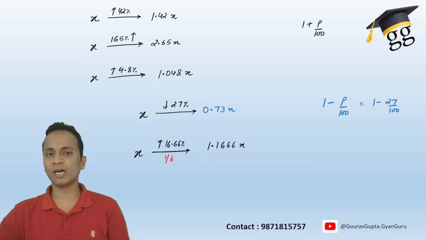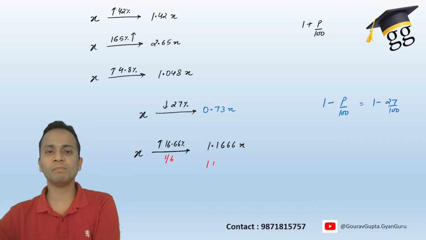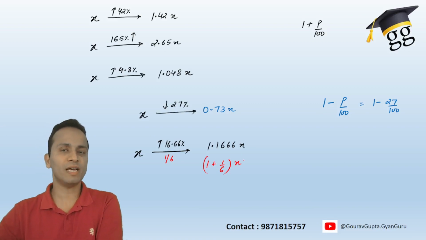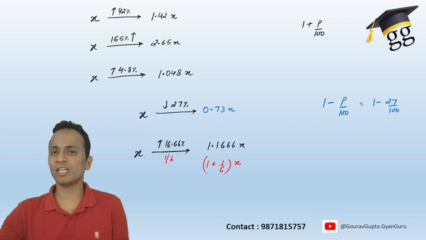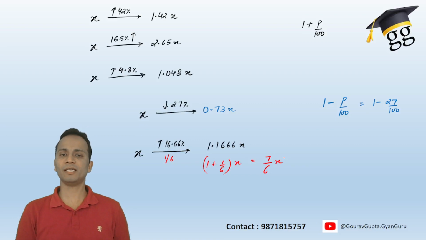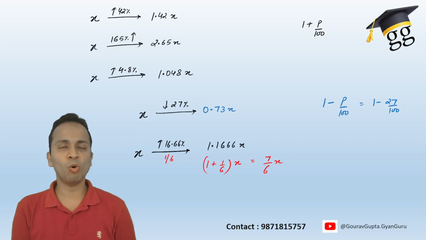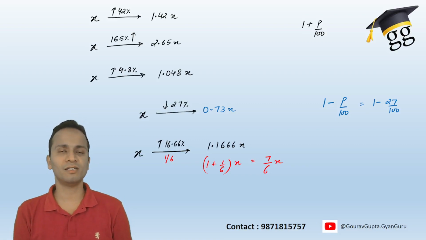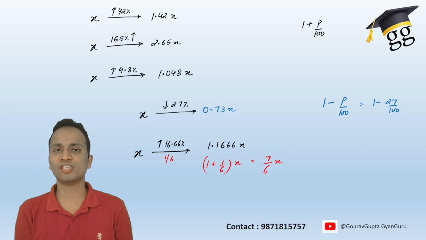So final value क्या होगी? Final value will be 1 plus 1 by 6 times the original value. 1 by 6 is the fraction equivalent. मैंने क्या किया, उसको 1 में ऐड कर दिया and the final value will become 7 by 6 times x. Okay, so we'll be looking at more examples in the minutes to come.